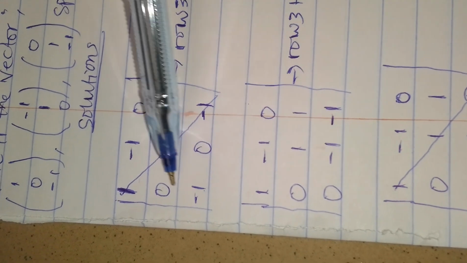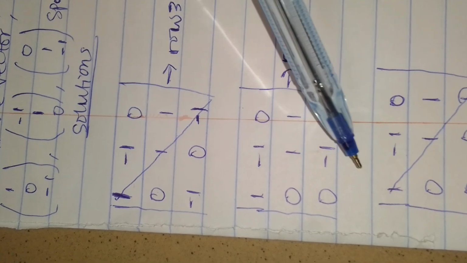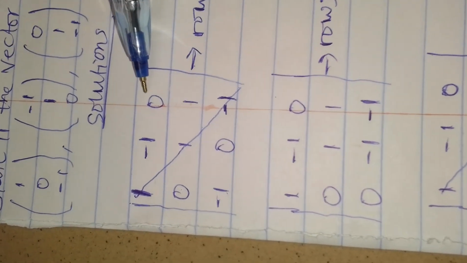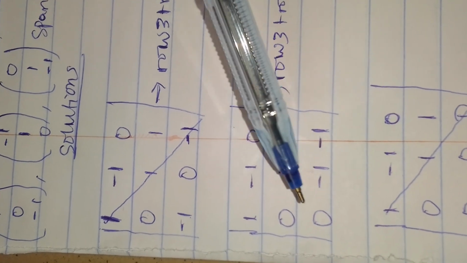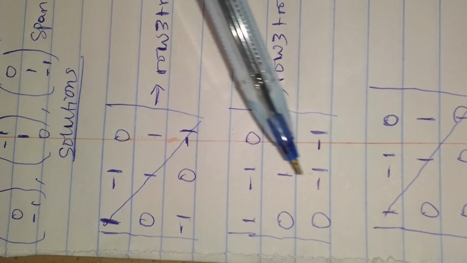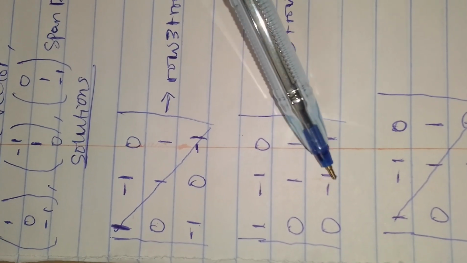Now to make this 0, this plus this will give a 0, this plus this will give you minus 1, and this plus this will give you minus 1. Now after doing that, I have to make this 0, this 0, and this 0, and this number has become 1, so I have to make it 0.